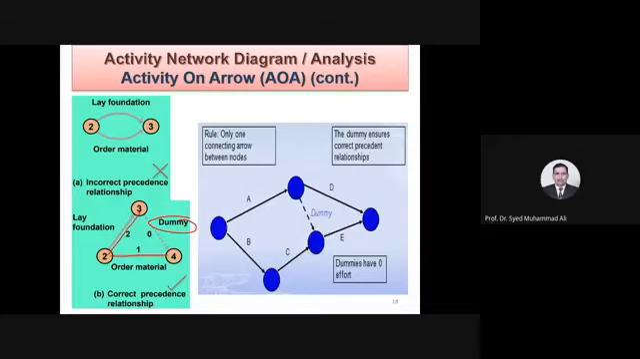Anyway, the rule is only one connecting arrow between nodes. One connecting arrow between the nodes. This is the rule. The dummy ensures the correct precedence relationship. So what is this dummy activity? It establishes the precedence relationship.